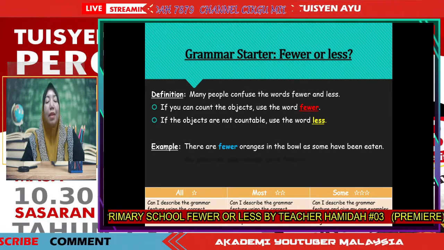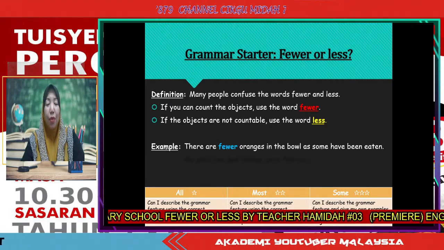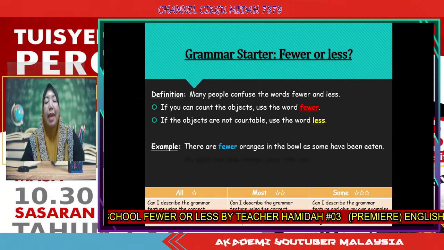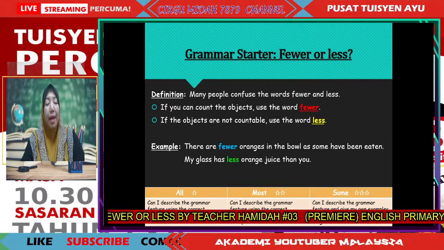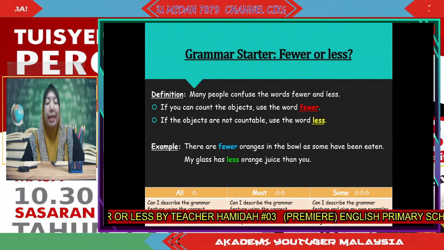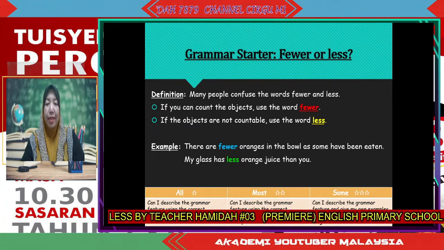Example: there are fewer oranges in the bowl as some have been eaten. My glass has less orange juice than yours.